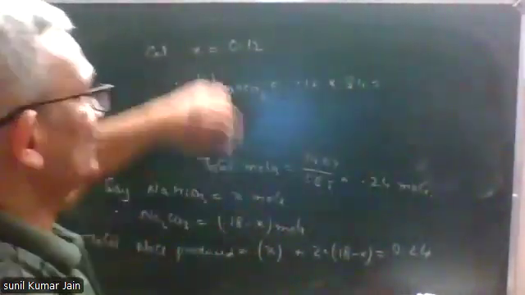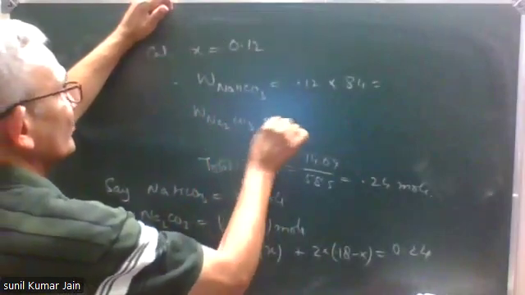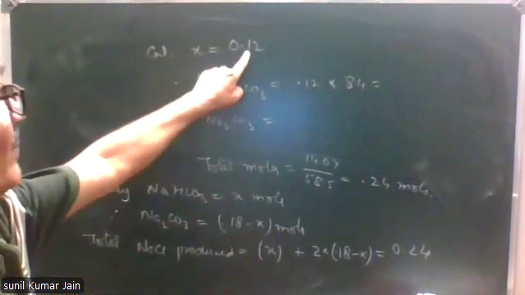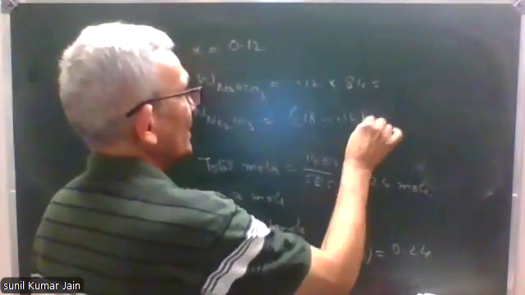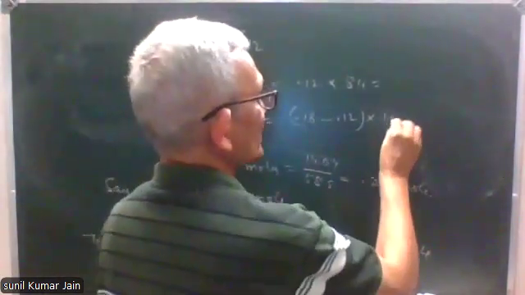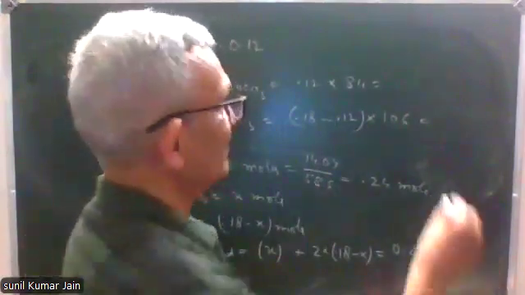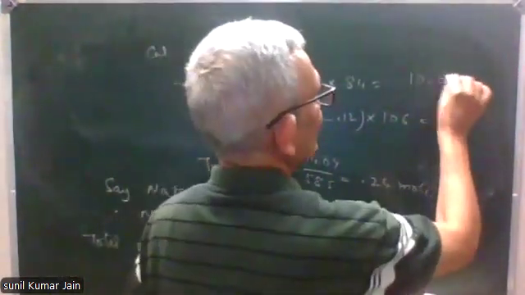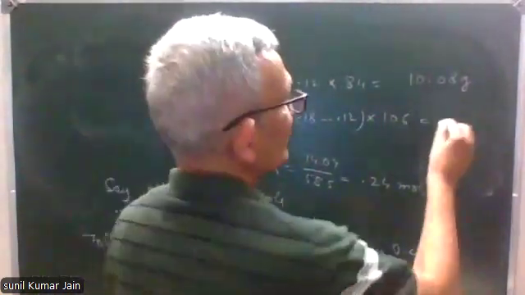How much is that? I'll tell you. Weight of sodium carbonate: how many moles? 0.18 minus 0.12, that is 0.06 mole. Multiply by molecular weight 106. So the weight of sodium bicarbonate will be 10.08 gram, and sodium carbonate will be 6.36 gram.